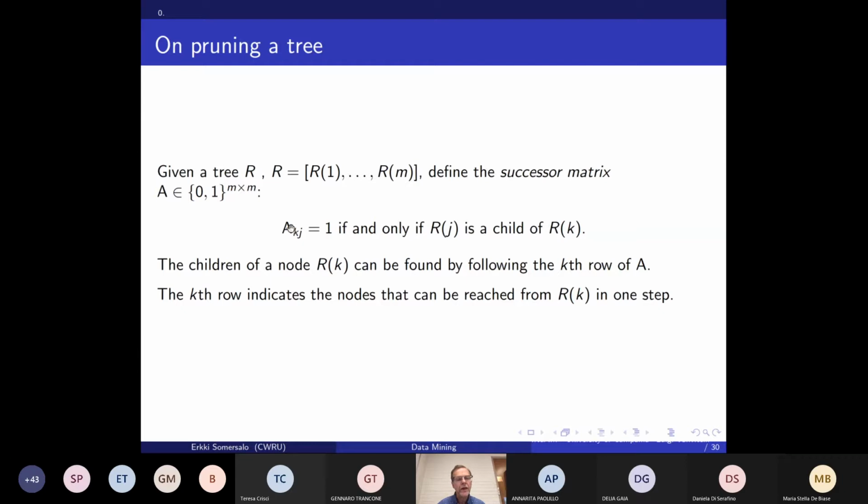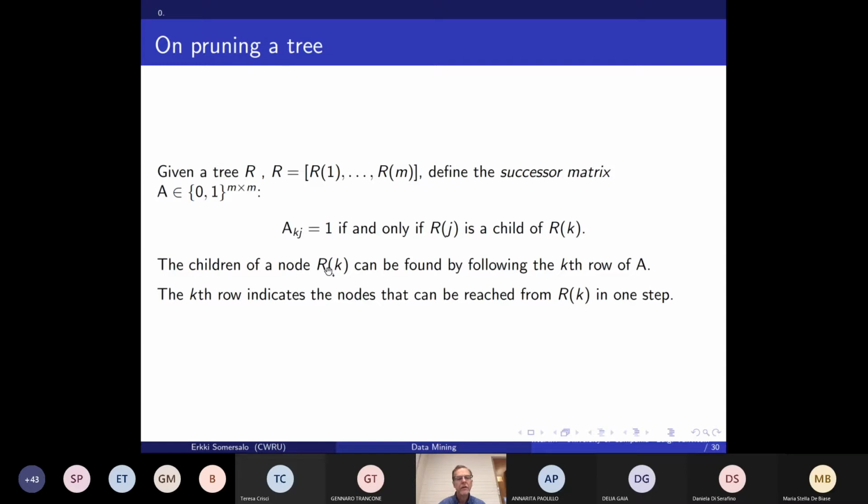So if you pick any row from your matrix A, there are either two ones and other components are 0, or there are only zeros in the row, and the only zeros row indicates that your Rk is a leaf. So the kth row indicates the nodes that you can reach by taking one step down in the tree structure. So this is how the successor matrix looks like.